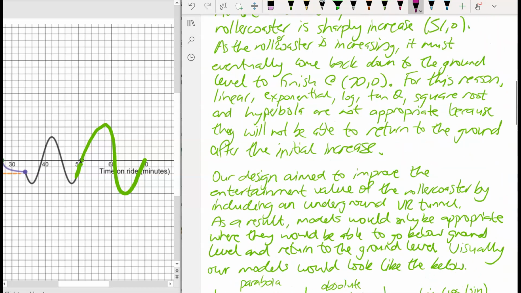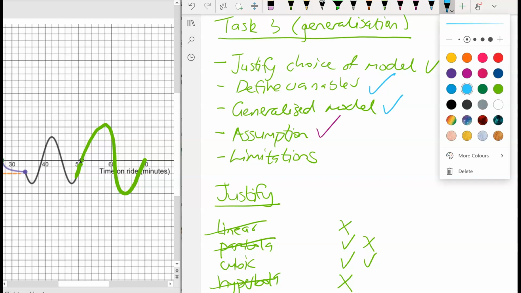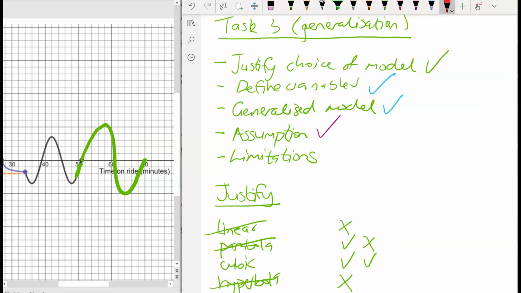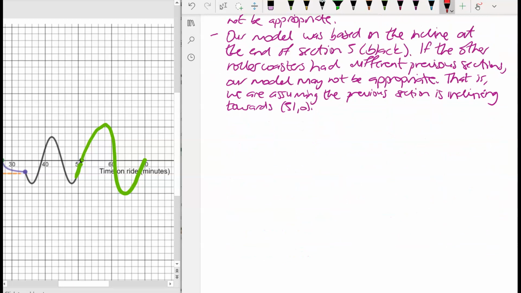And our final part, so let's go all the way up to our top. What else do we need to do? We've done our assumptions, and the last step is what limitations could come up. So what problems do we foresee with our model? Let's use the red pen to do that. Okay, so our generalized model relies on H, being the desired maximum height.